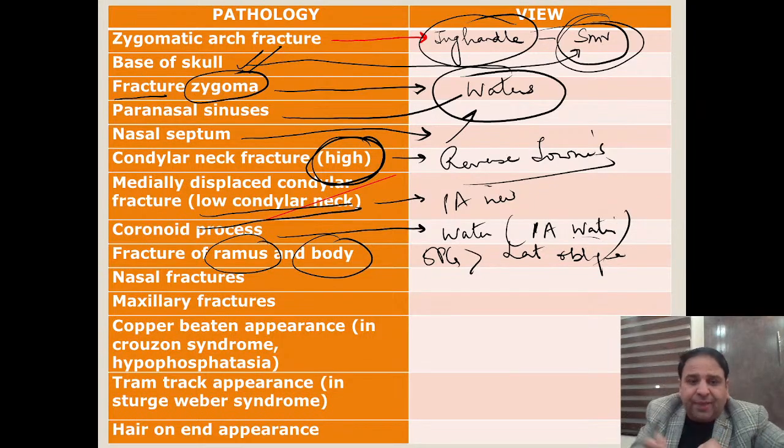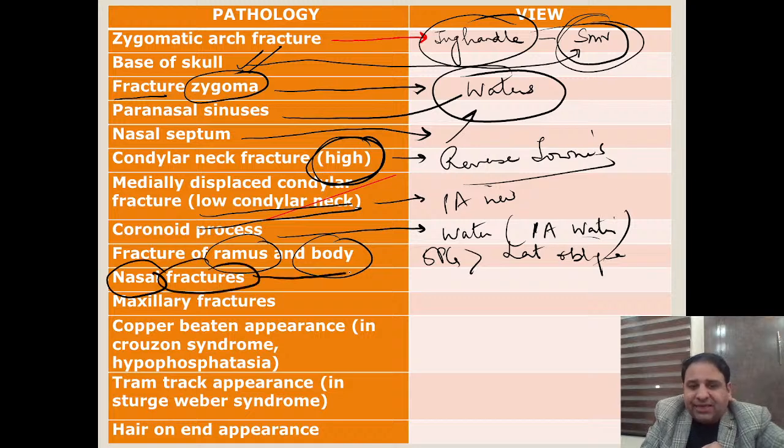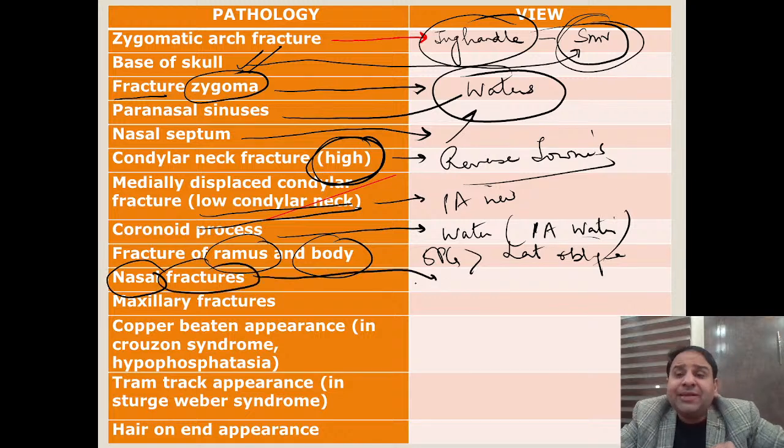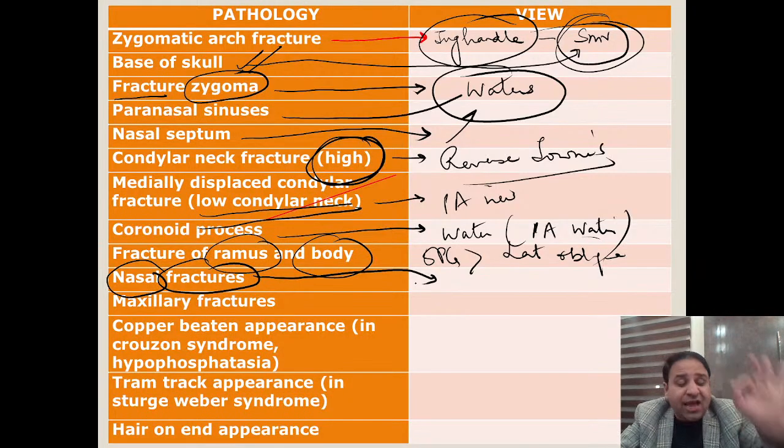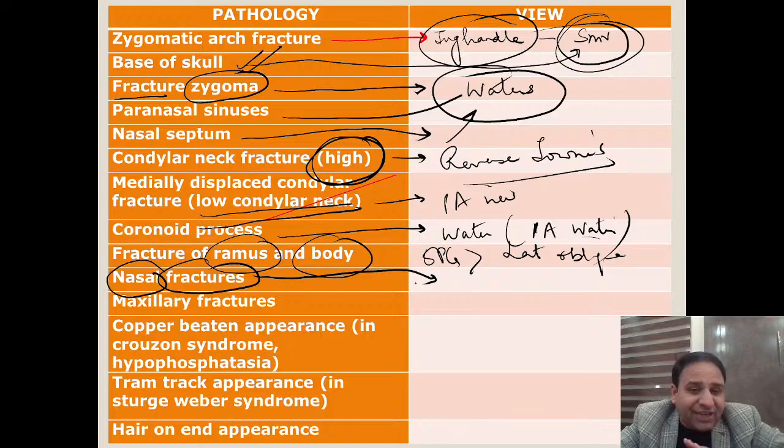Nasal fractures, tell me. Now tell me, nasal fractures are best seen in. Let me see how many of you remember. In old literature this question has come many times. Nasal fractures are best seen in which view?